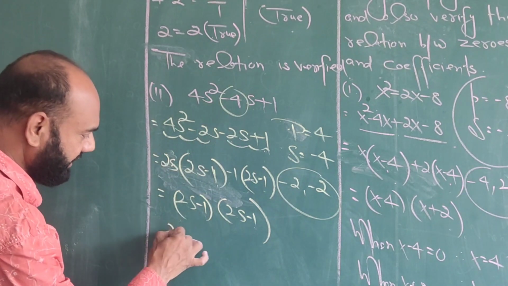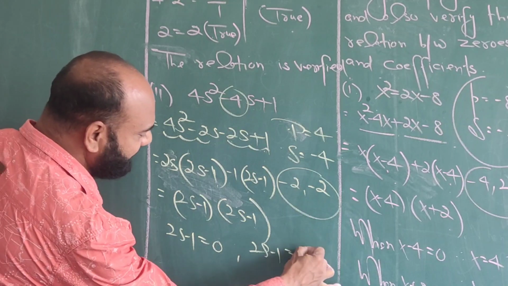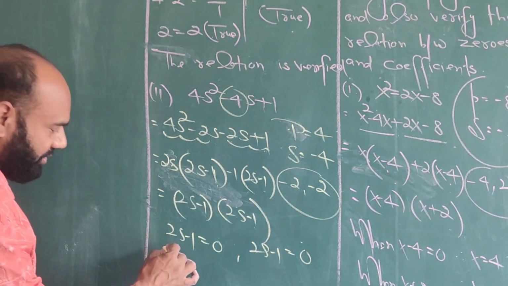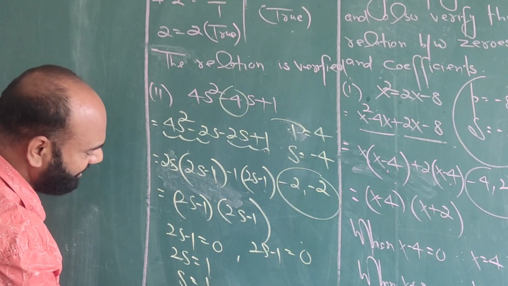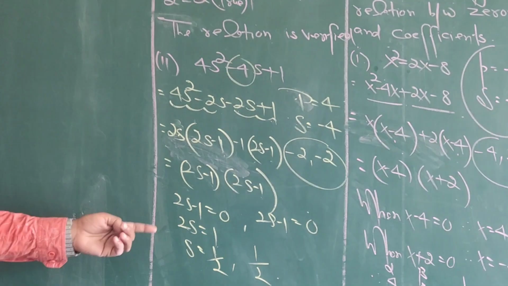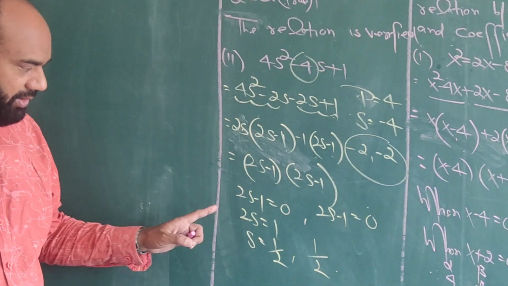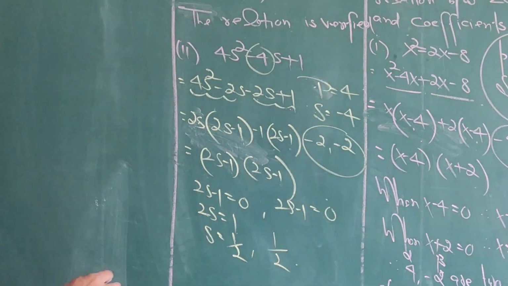By putting these two factors equal to 0, first 2s minus 1 equal to 0, and secondly also 2s minus 1 equal to 0. We get 2s equal to 1. Therefore s equals 1 by 2. Secondly also s equals 1 by 2, because both are the same factor. So alpha is 1 by 2 and beta is also 1 by 2.